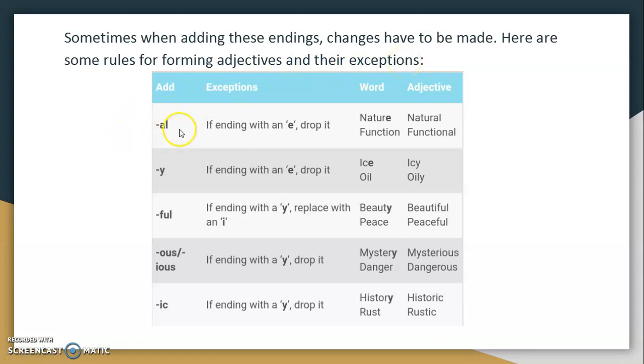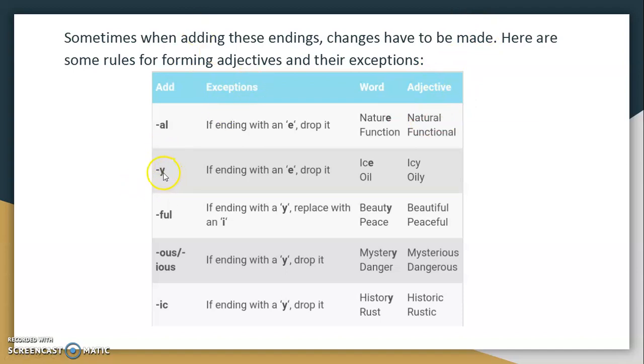For the suffix al, if the root word ends with the letter e, you will have to drop the letter e and replace it with al. One example is the word nature. Once you replace the letter e with al, it becomes natural. Another example for the suffix al is function. You just have to add al and it becomes the adjective functional.